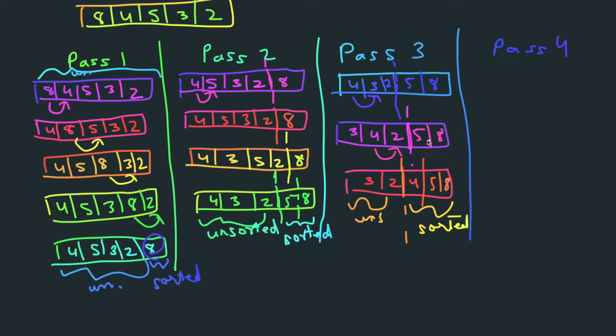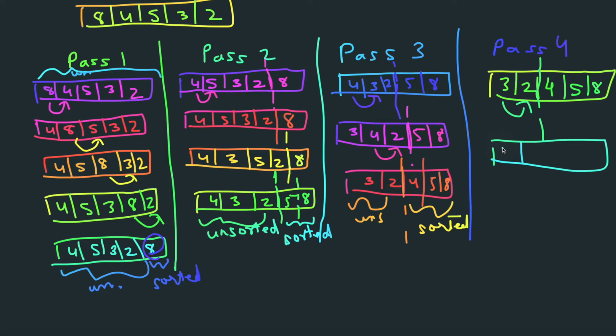And in pass 4 we start with 3, 2, 4, 5, 8. We compare 3 to 2, 3 is greater than 2, so 2 comes in first position and 3 comes in second position. And we need not compare 3 with 4, so after this pass, because in the unsorted part only one element is left, the whole array becomes sorted.